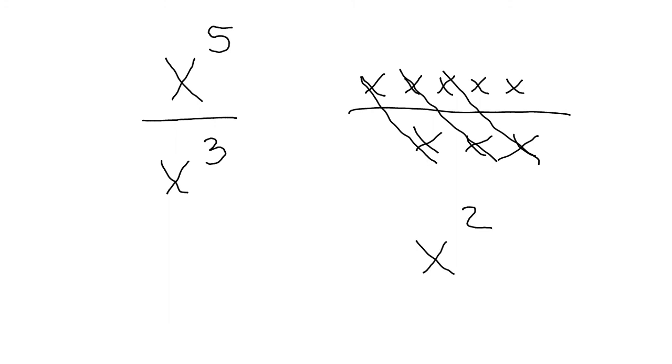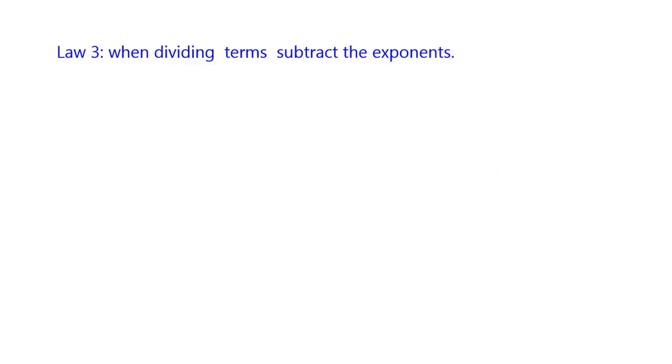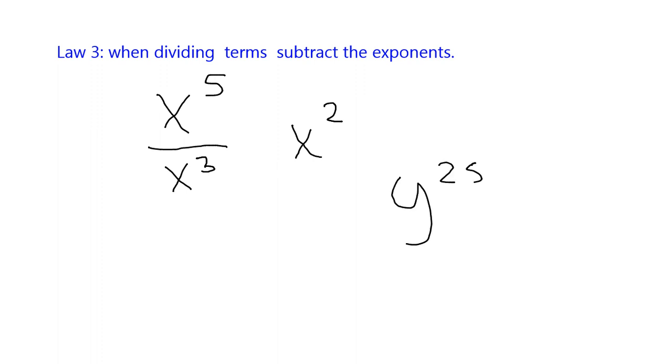This leads us to the 3rd law. The 3rd law states that when dividing terms, subtract the exponents. So we had x to the 5th over x to the 3rd. So we're going to take the exponent 5 minus 3, and we get 2. So it would be x squared. If we had y to the 25th power over y to the 3rd power, we would take the 25 minus the 3 and get y to the 22nd power.